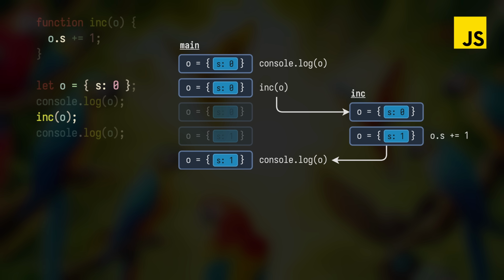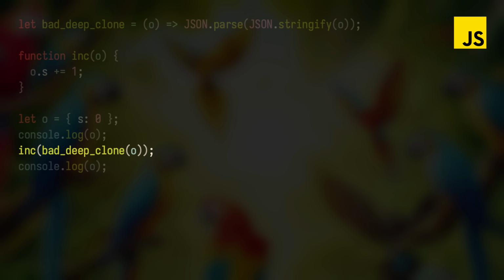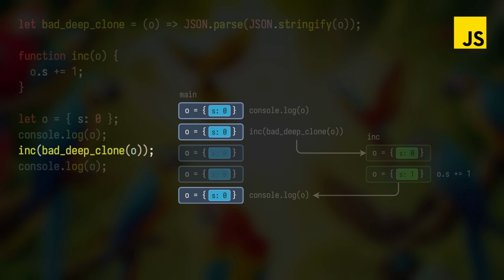On the other hand, if we wanted to make sure that inc could not mutate something we pass it, even though we're passing it in an object, then we'd have limited options. We could pass inc a clone of our actual object, making sure that the original remains untouched. Now, I personally would not ship that clone function in production, but a lot of people have.